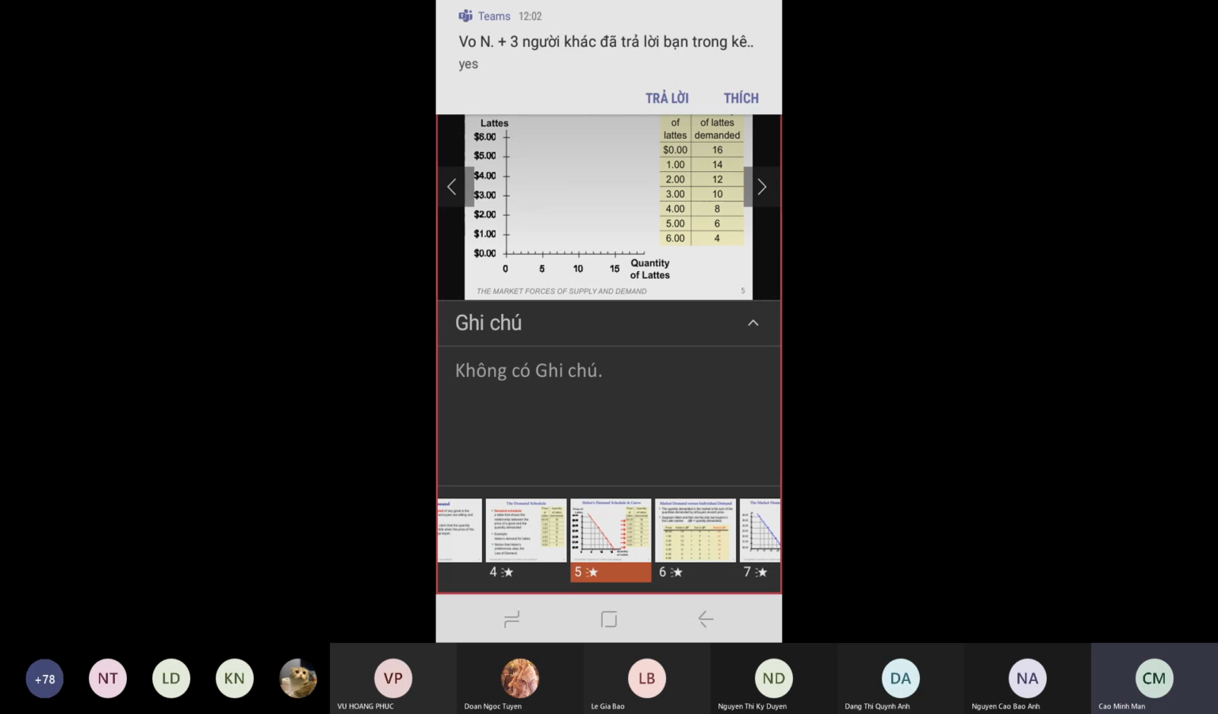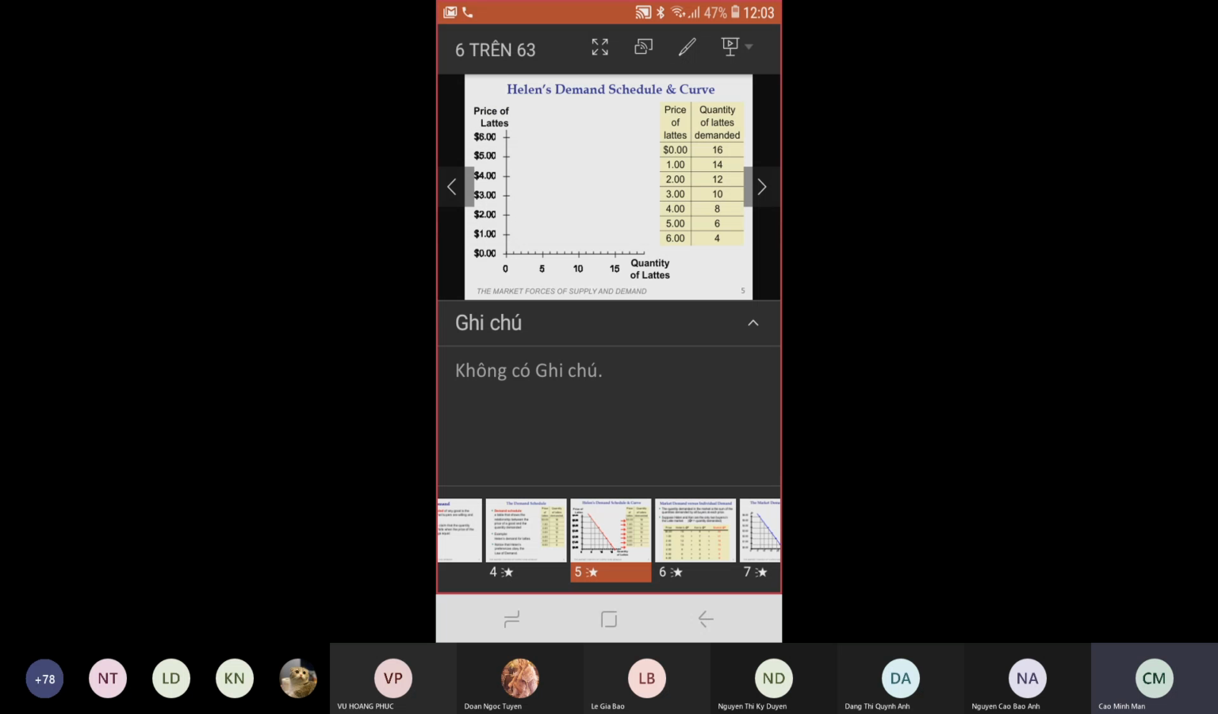Yes. See that? The law of demand I just showed you. Now you describe in order to show the law of demand. Definition, the statement, the law of demand I just shared with you. Now I show this graph to show you the law of demand.